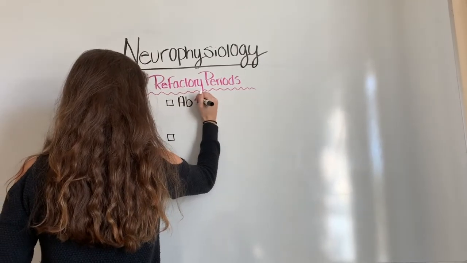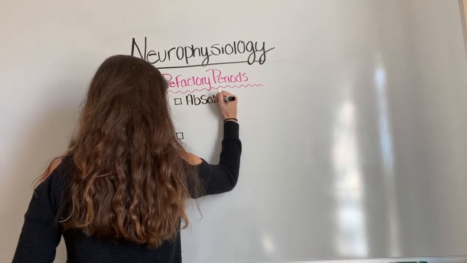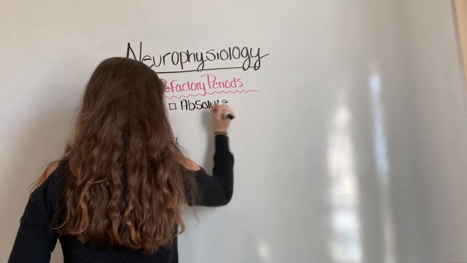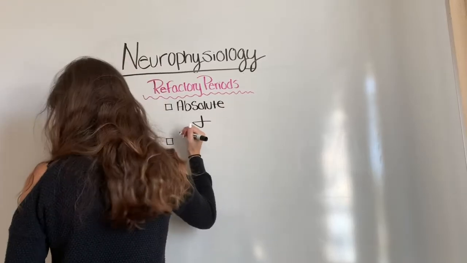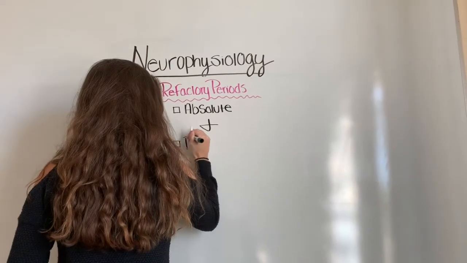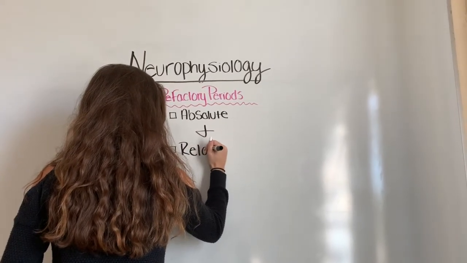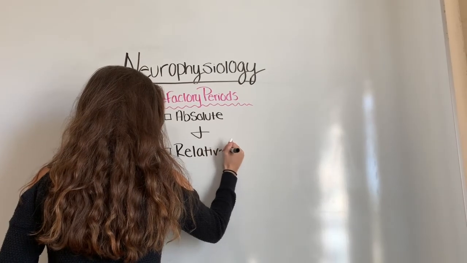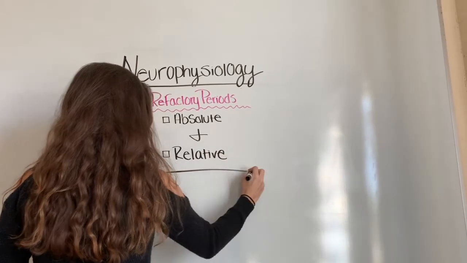Now we are going to talk about refractory periods. Absolute is when you can't generate an action potential because you're in the middle of one. Relative is when most sodium channels return to resting state and some potassium channels are still open as repolarization occurs.